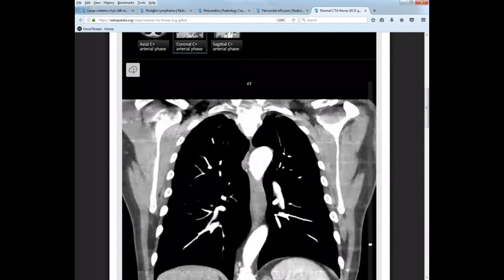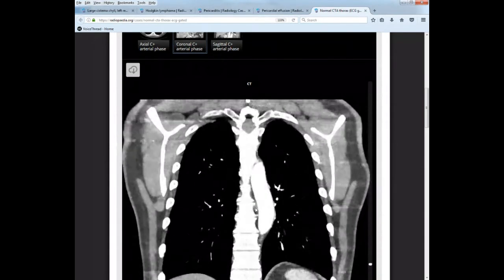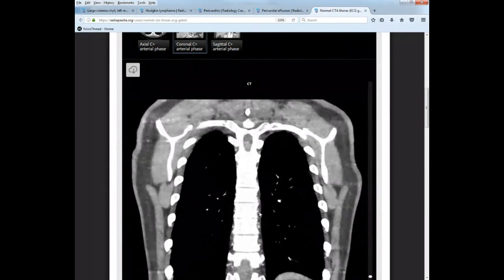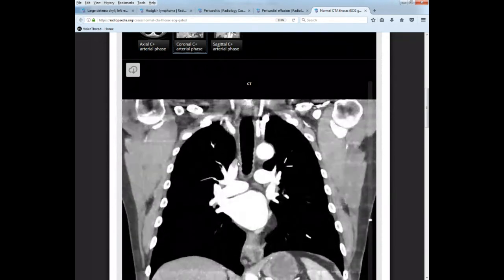You can follow it posterior. Keep following it as it goes down. There it is. Okay, there's your azygos. It's pretty big.